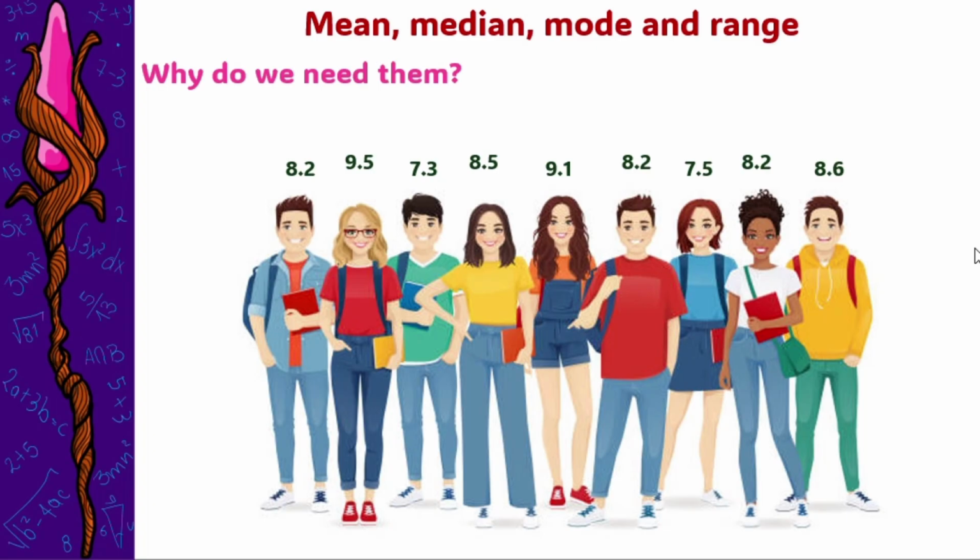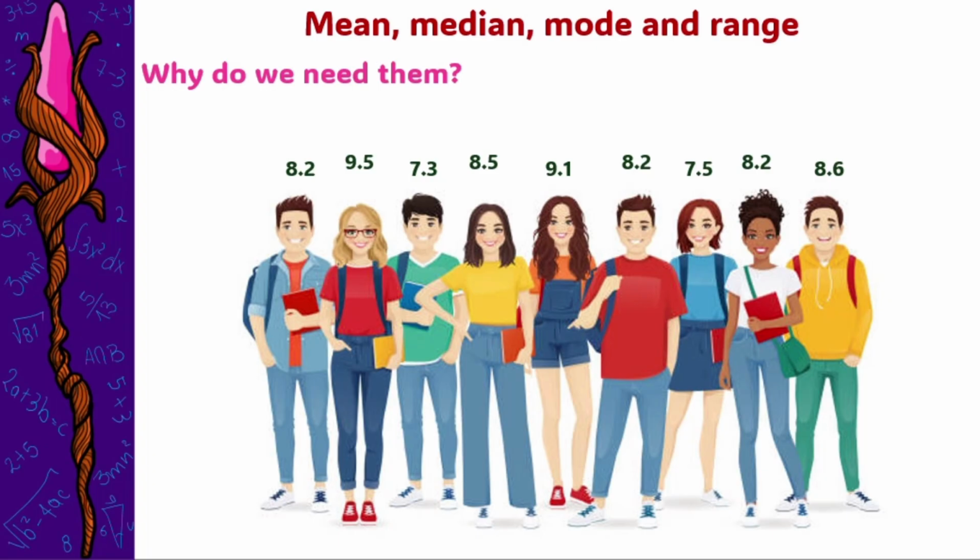Imagine we have the results of a test in a group of students, like given in this image, and maybe someone wants to know the performance of the group in the test. So you are not going to start telling that Andrew got 8.2, Zara got 9.5, and then Jack got 7.3. No, that would be so much. And imagine the group is not these 9 students, but 40 or 100 students.